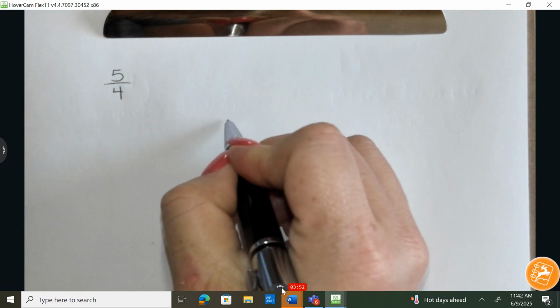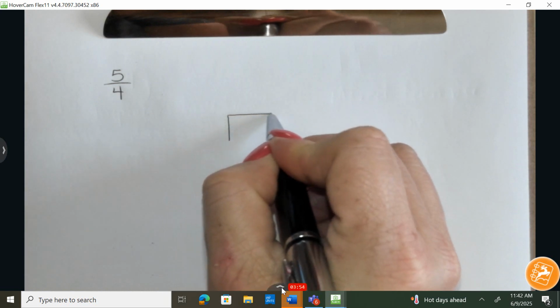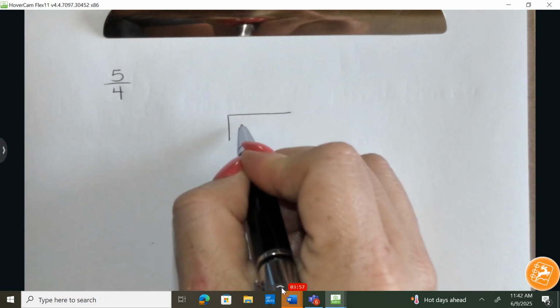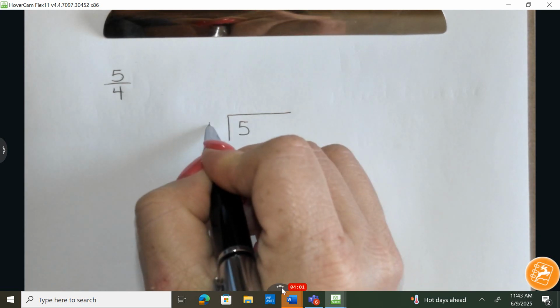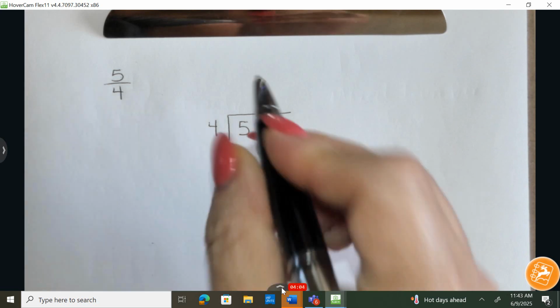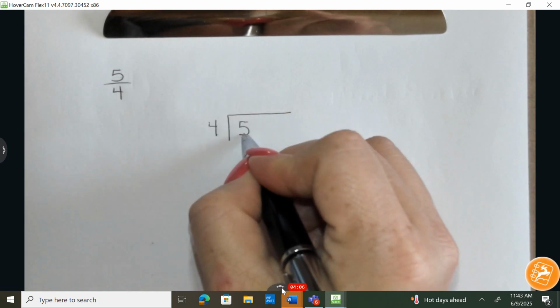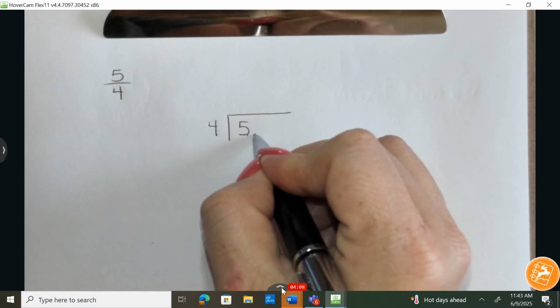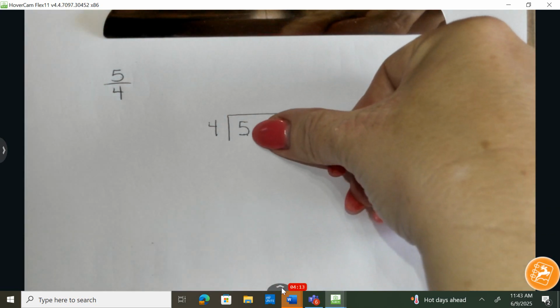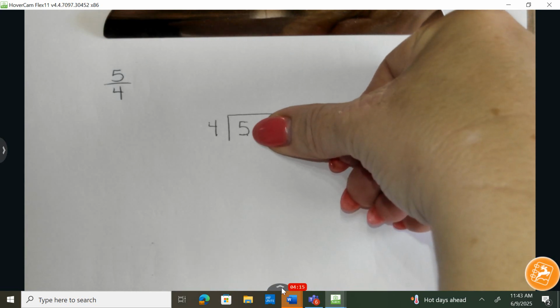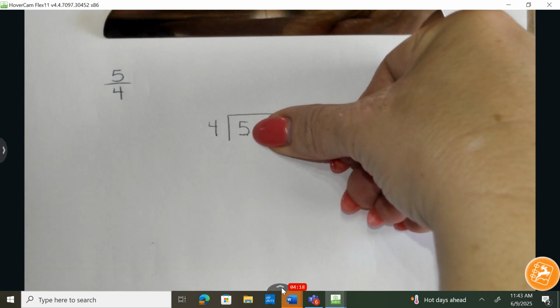How do I transition now from an improper fraction into a mixed number? I'm going to use long division properties. When I do this, I'm going to write down my division house. The top number always goes inside. The bottom number always goes outside. Now, behind the top number, called the numerator, I'm going to put a decimal and a 0. So I'm going to cover up the decimal and the 0, and I'm going to ask myself, doing some mental math, can 4 fit into 5?